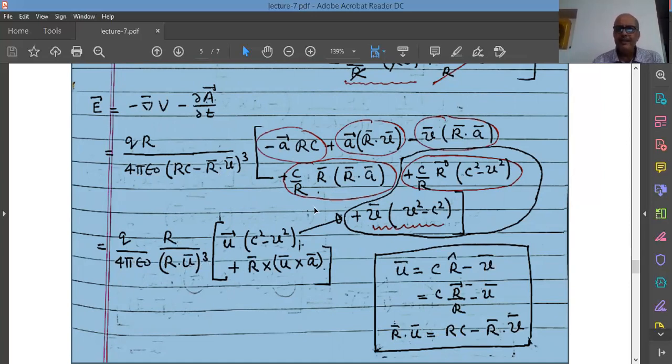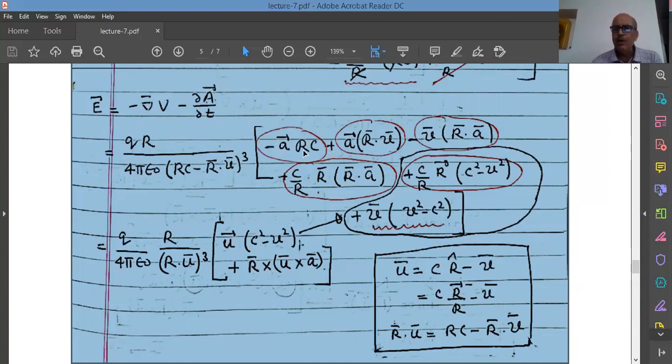Inside a bracket, all these 6 terms are reduced to 3 terms. 3 terms means if you club 3 and 4 together, 5 and 6 together, then we are left with basically 3 terms only. And we can club all these terms in the following fashion: U into (C square minus B square) plus R cross U cross A. Let us see how do we do this. So just remember all these terms of E here.